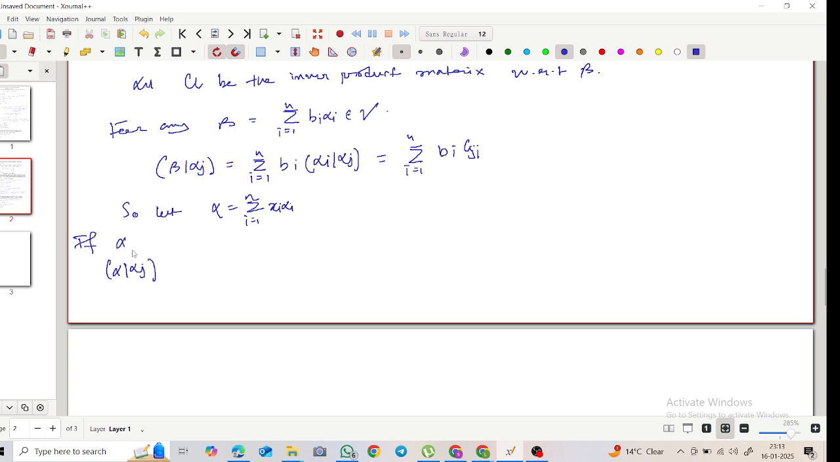If alpha satisfies this, it means the sum of G_ji x_i is equal to c_j, right? By this, no?